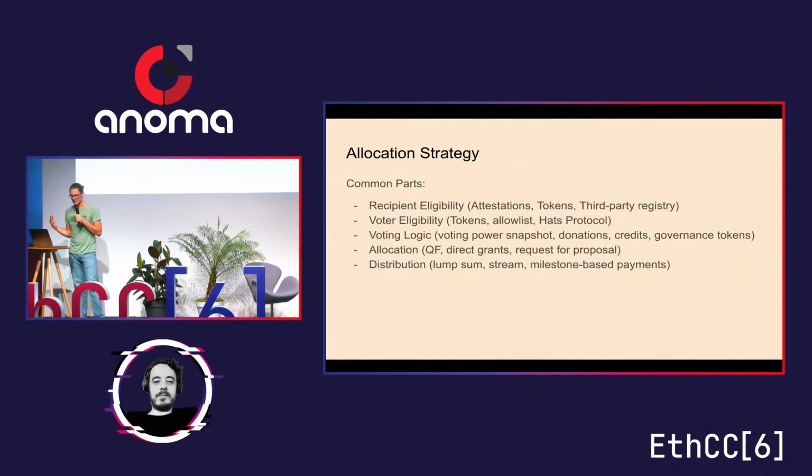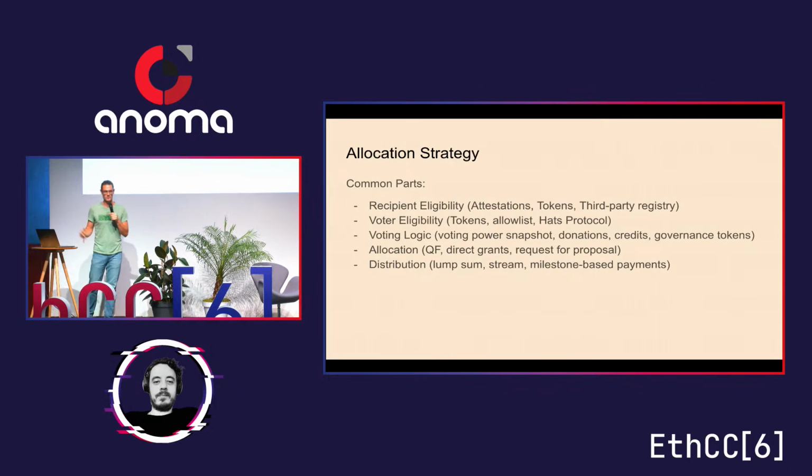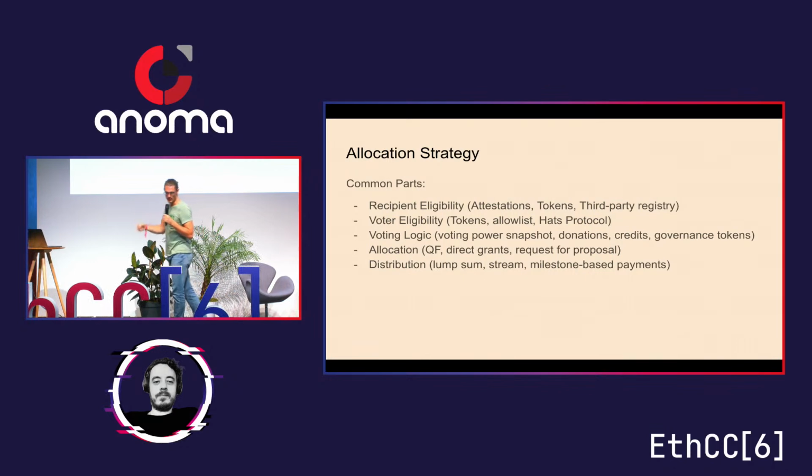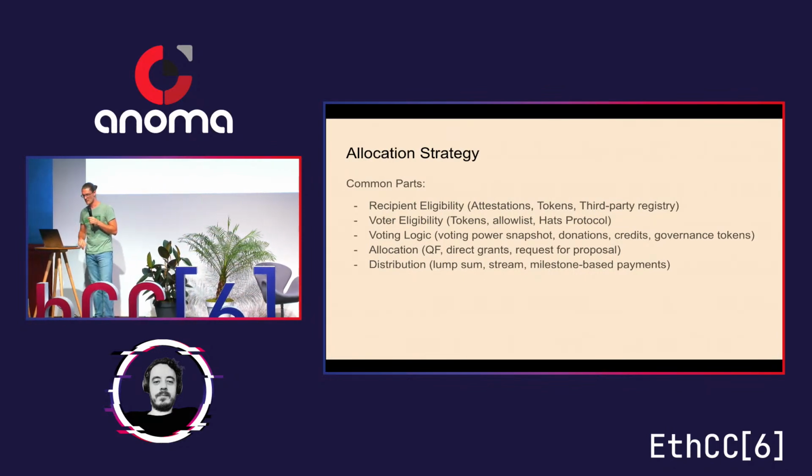You'll have some voting logic. This can be something like how Governor Bravo works, where you're taking a snapshot of people's voting power and then using that. It can be through donations. This is what Gitcoin does. When you're donating, you're actually voting for a project. It can be using a credit system. It can be using a governance token. These are just the ones that I'm thinking of, right? There's lots more.